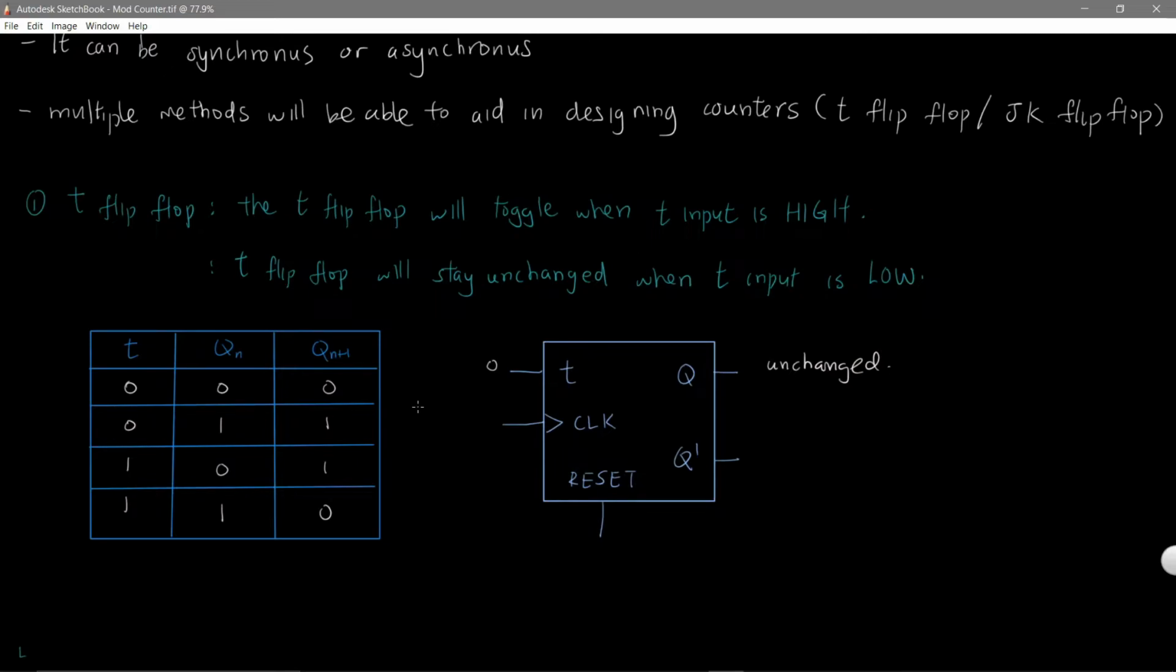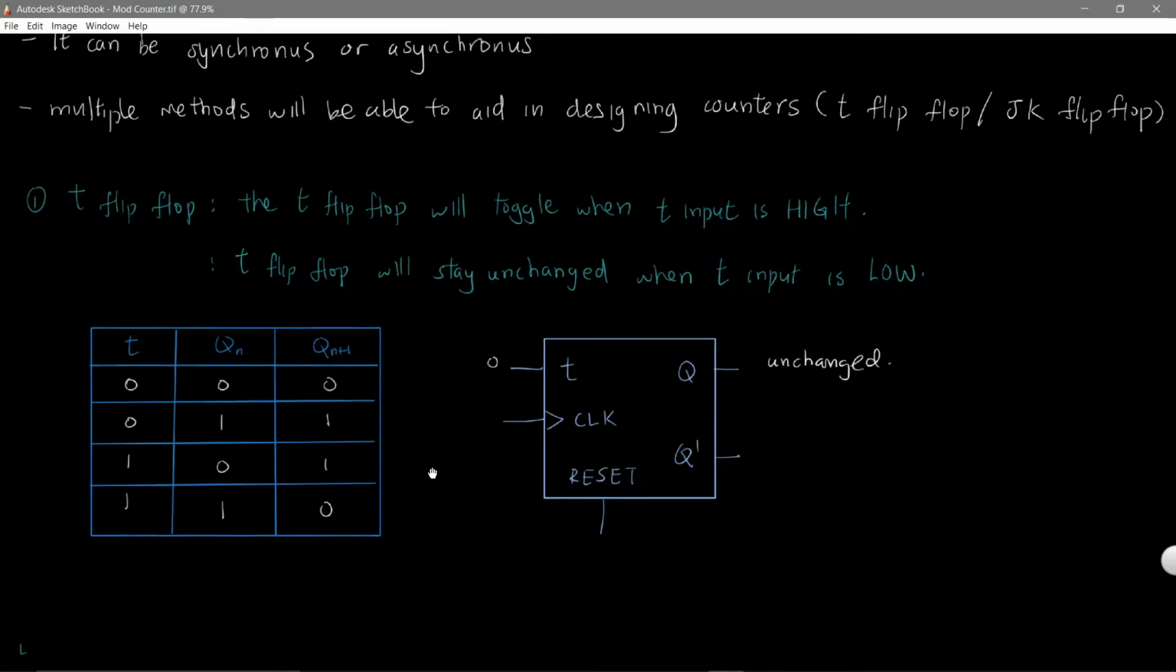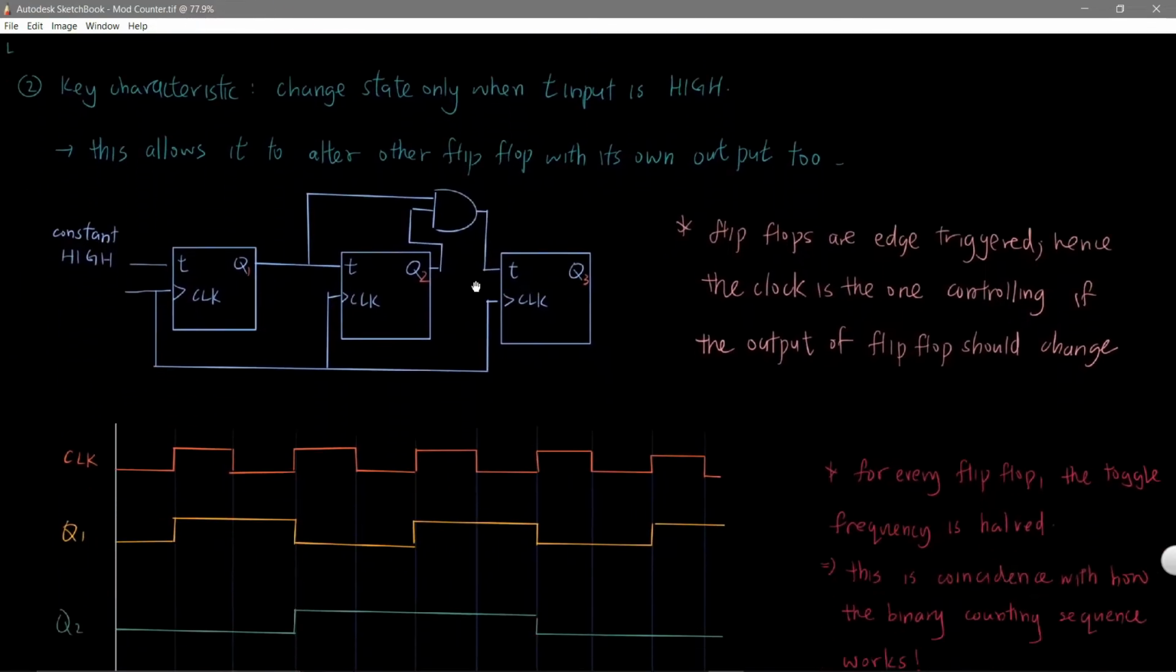Why is the T flip-flop important? Because its working principle adheres to what our counter will be. When the counter is outputting the number in binary form, each of the outputs will be either 0 or 1, and there will always be toggling between these 2 numbers, right? So let us move forward.